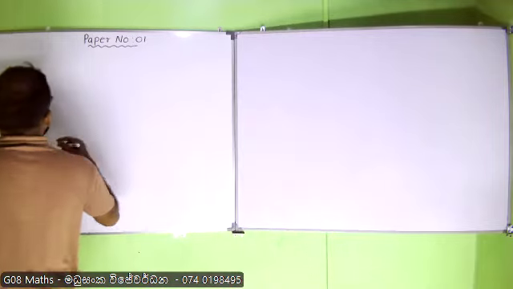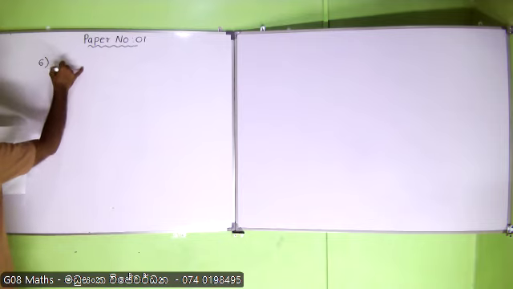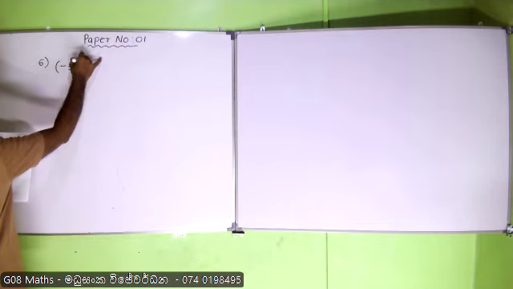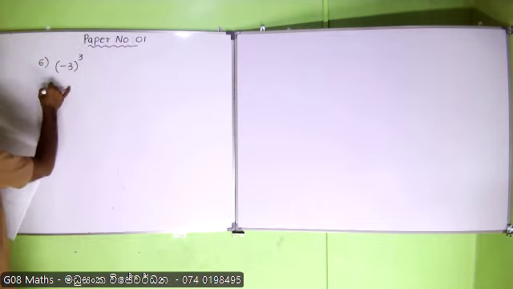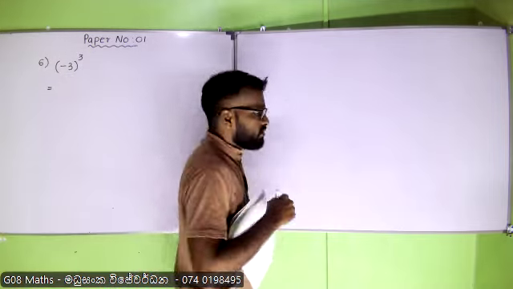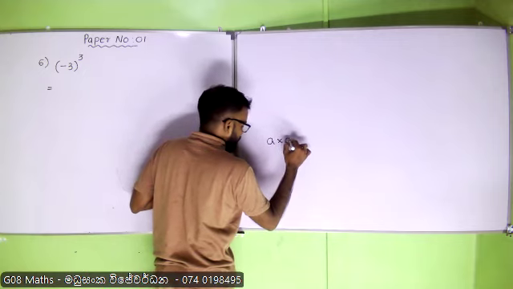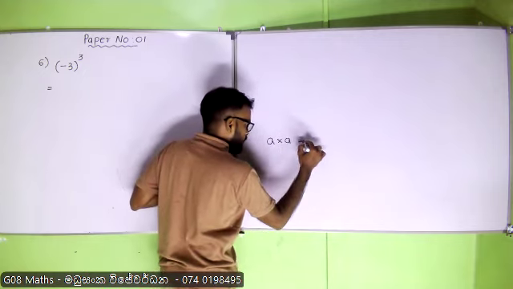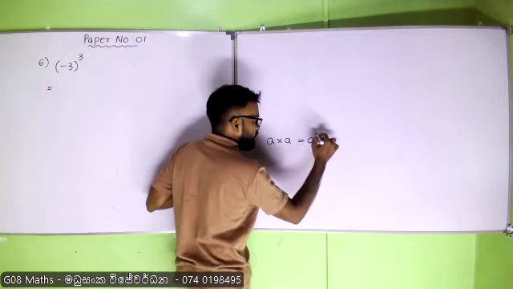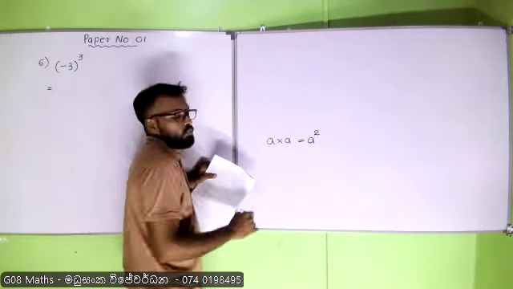It says, find the value of -3 to the power 3. So what is the meaning of this? Normally, if you have something like this, a multiplied by a, by using the laws of indices, you can write this as a to the power 2.